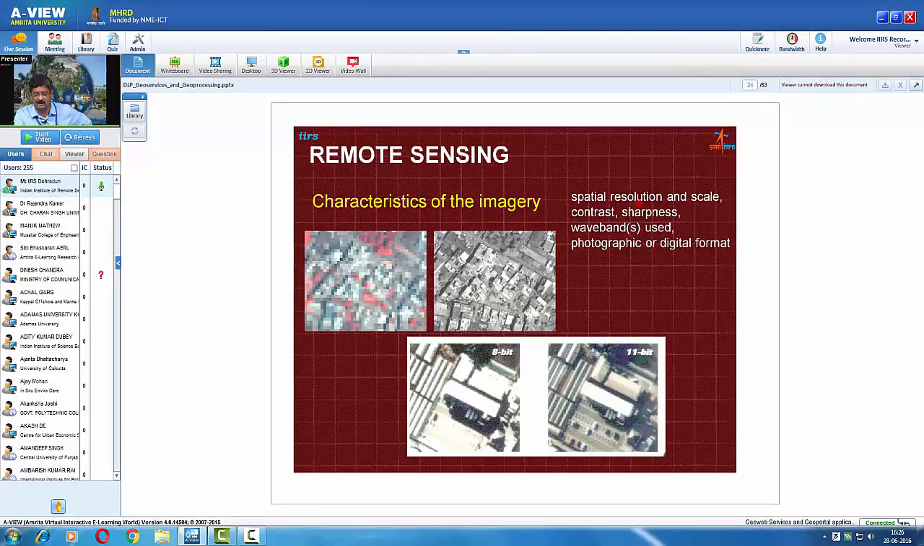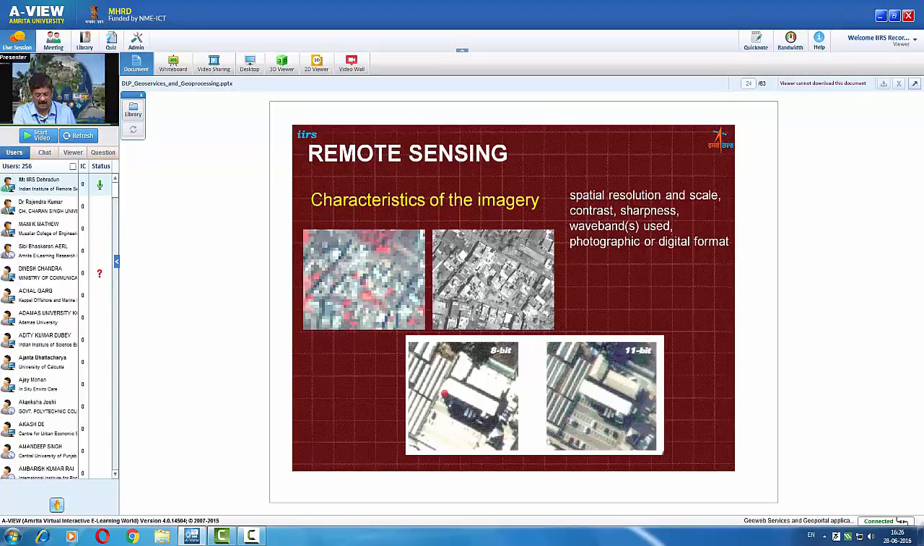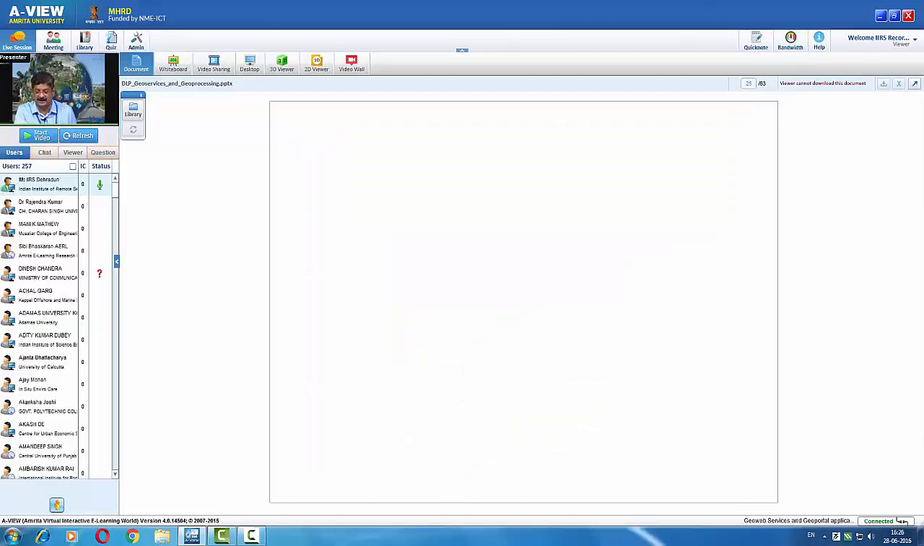As you can see here, the 8-bit data in the bottom image looks slightly blurred, and the edges are not seen very clearly, whereas when you go to the 11-bit, you are able to make out even objects under the shadows.